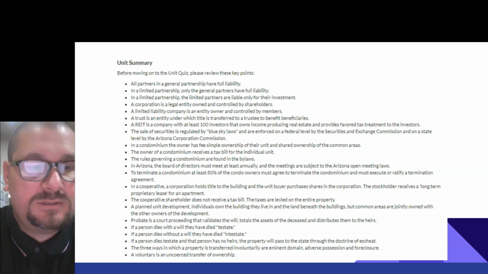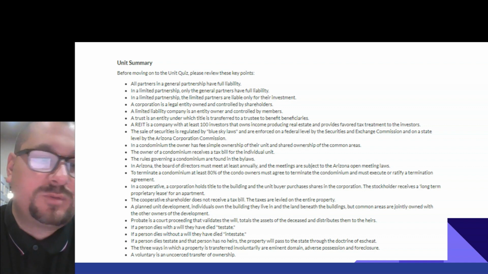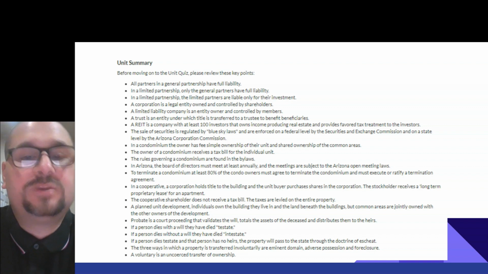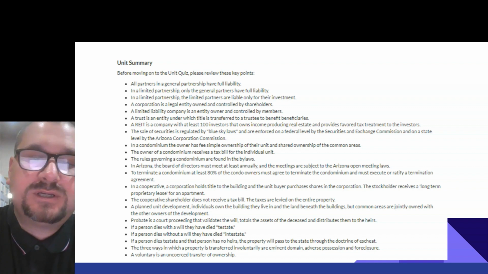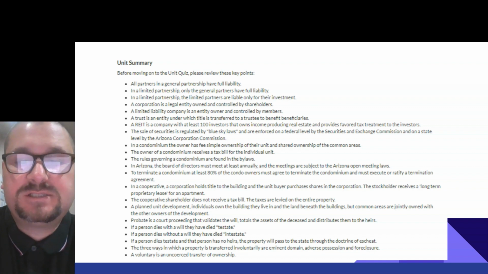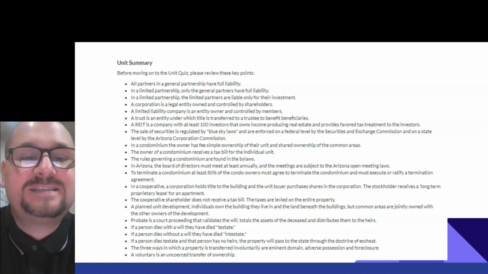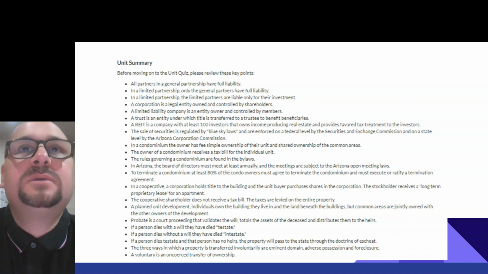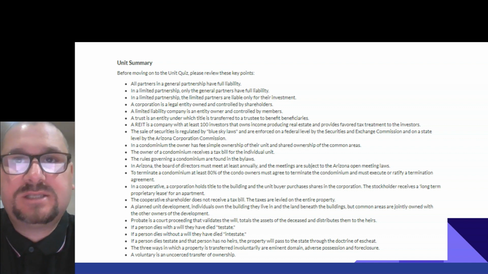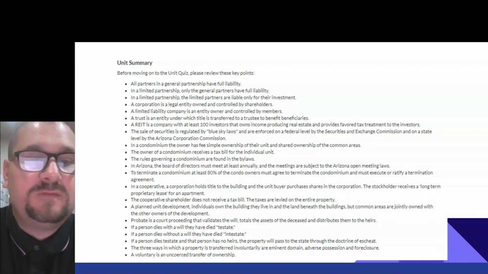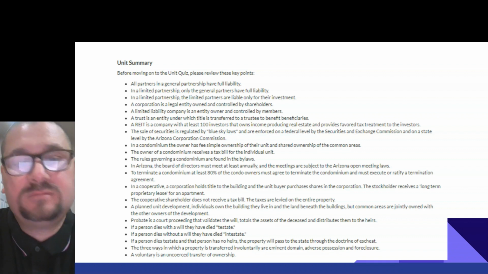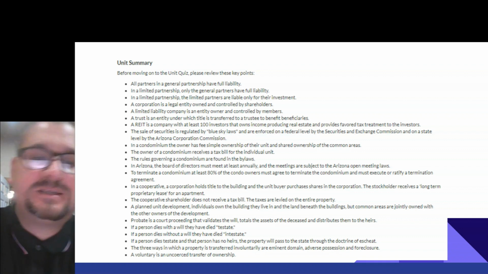Probate is a court proceeding that validates the will, totals the assets of the deceased, and distributes them to the heirs. If a person dies with a will, they have died testate, right? So what does it mean when you die with the will? Intestate or testate? Testate, right? If a person dies without a will, they have died intestate.